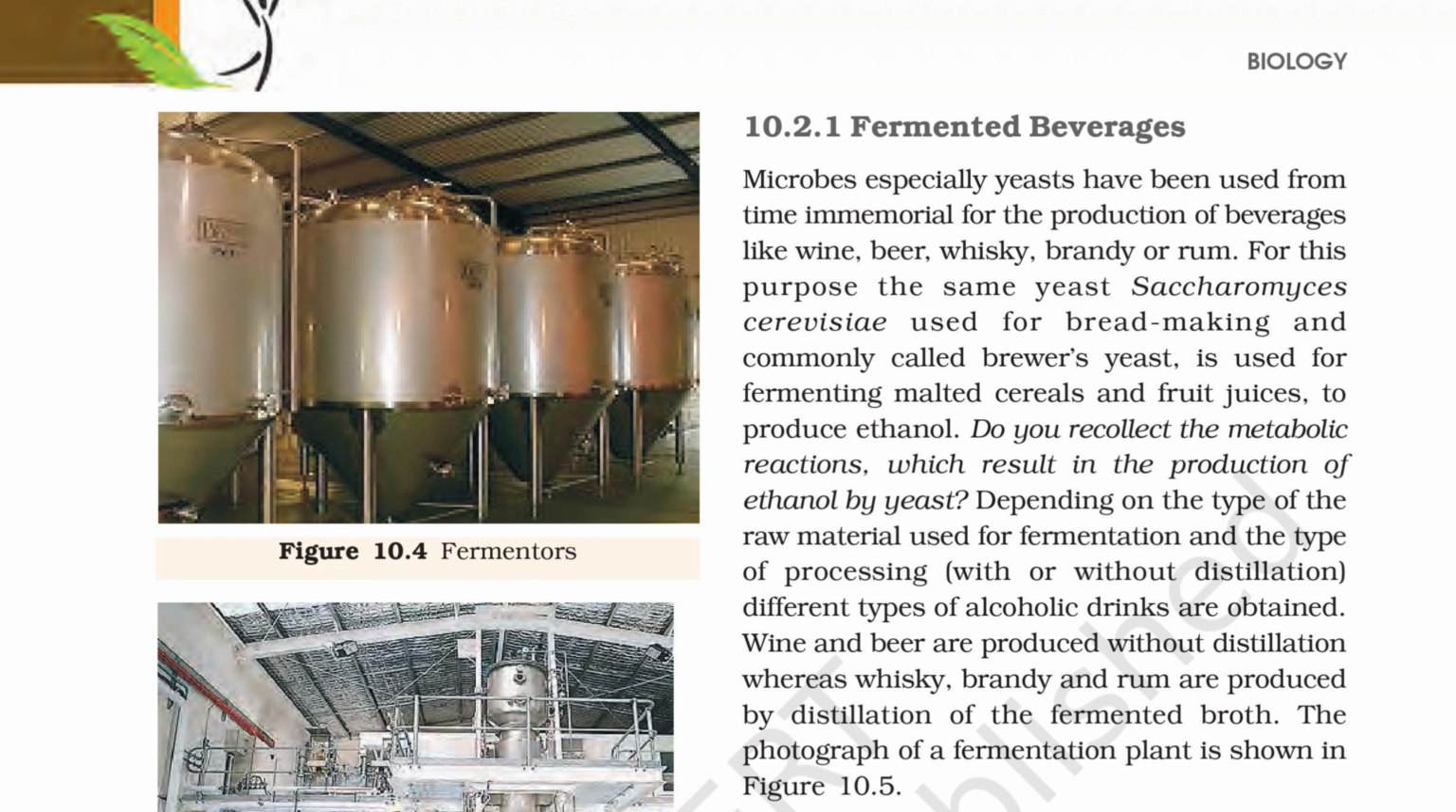brandy or rum. For this purpose, the same yeast, Saccharomyces cerevisiae, used for bread making and commonly called brewer's yeast, is used for fermenting malted cereals and fruit juices to produce ethanol. Do you recollect the metabolic reactions which result in the production of ethanol by yeast? Depending on the type of the raw material used for fermentation and the type of processing, with or without distillation, different types of alcoholic drinks are obtained.